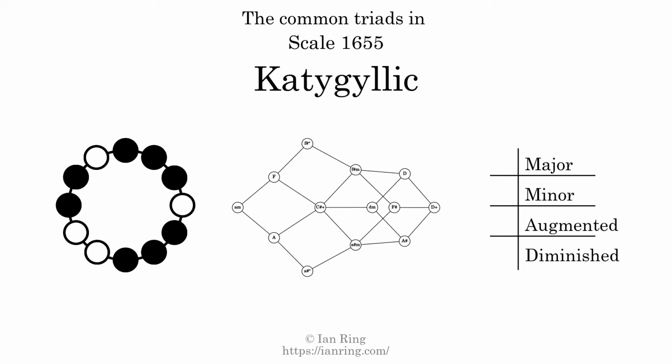011001110111. Here are the common triads present in this scale. The diagram in the center is a graph of parsimonious voice leading between triads. There are 5 major triads. There are 4 minor triads. There are 2 augmented triads. There are 2 diminished triads. Here is a Hamiltonian path of parsimonious voice leading that uses all the triads.